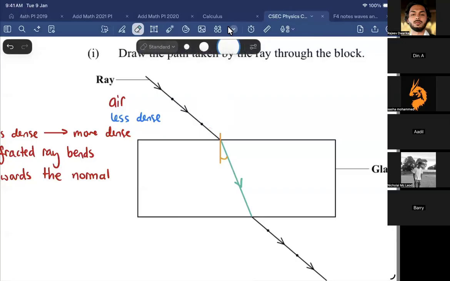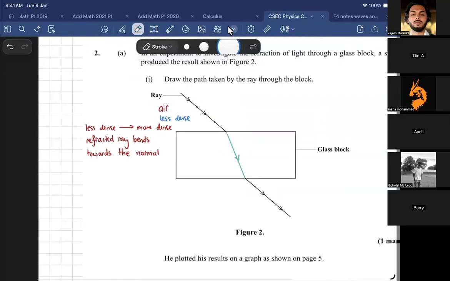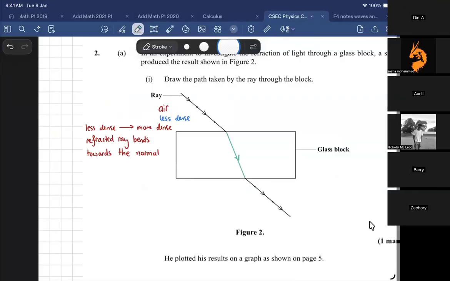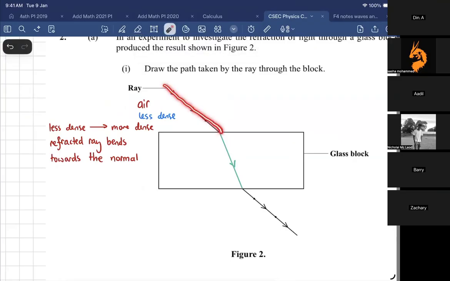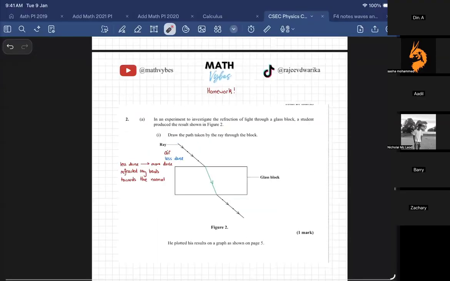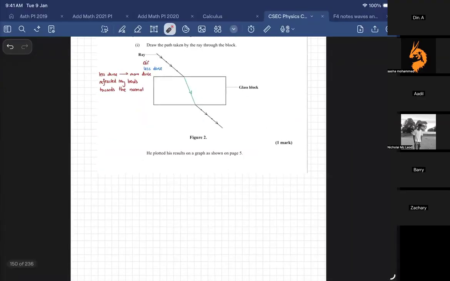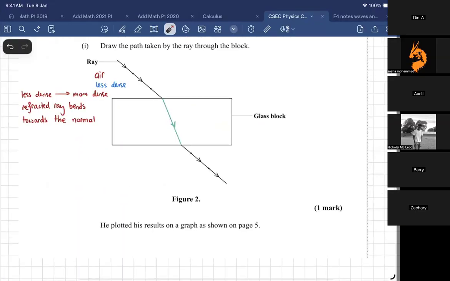So that's the answer for the first question. They wanted us to draw the path taken by the ray through the block. So the light ray enters the block, leaves the block here, and this is the path taken in the block. You guys will let me know if you're confused. I don't hear anybody, so we're going to move on.